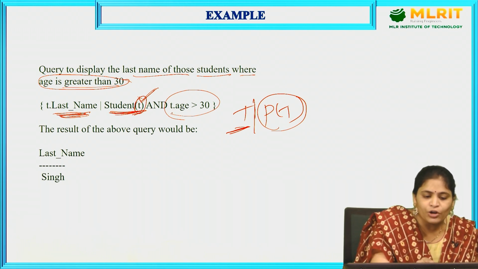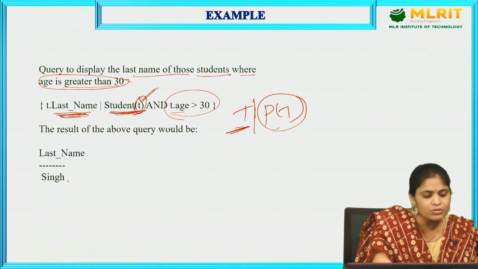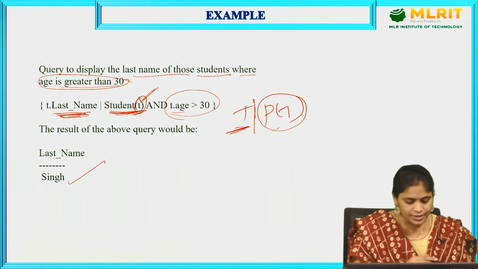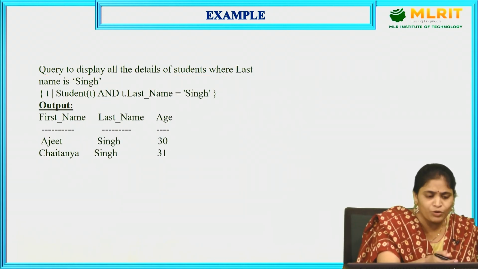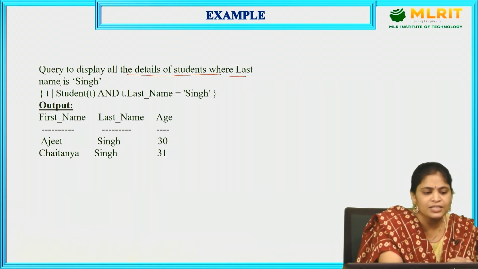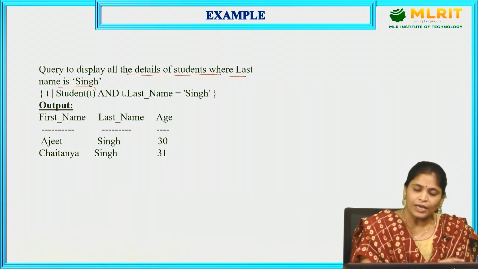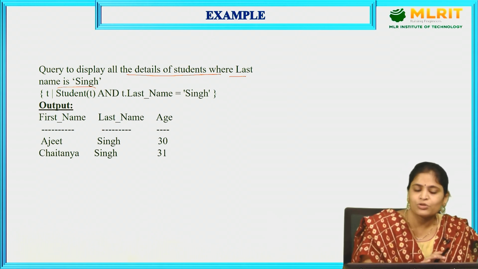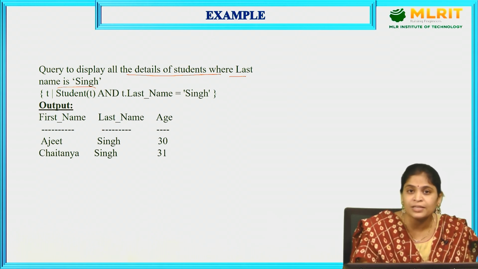So where t dot age greater than 30. So here, what is the last name that will be printed? Singh. Next, let us discuss some more examples. To display all the details of the students where last name is Singh, I want to display all the student details whose last name is Singh.